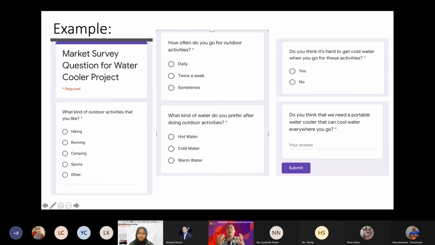So look, here is very simple. Market survey questions for the water cooler project. First question: what kind of outdoor activities do you like?